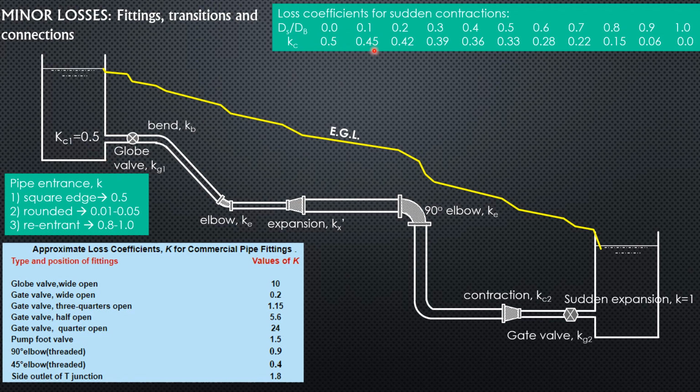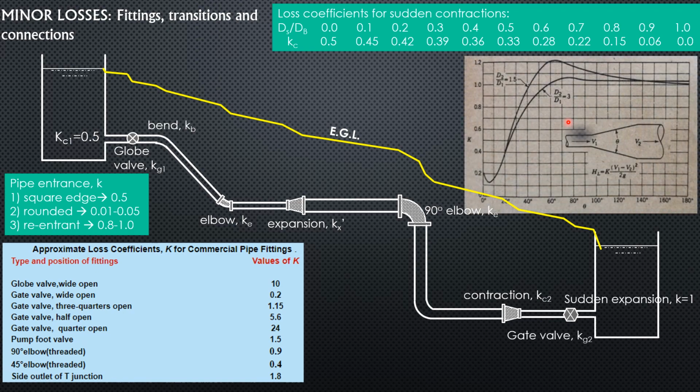If the ratio is 0.1, K is 0.45; if the ratio of small to big diameter is 0.2, K is 0.42, and so on and so forth. If the ratio is 1, it's just like there's no contraction, a smooth connection, so there's no K. That's the meaning. I hope you got it, but again, you're not obliged to memorize that. For gradual expansion, from smaller to bigger, that's gradual.